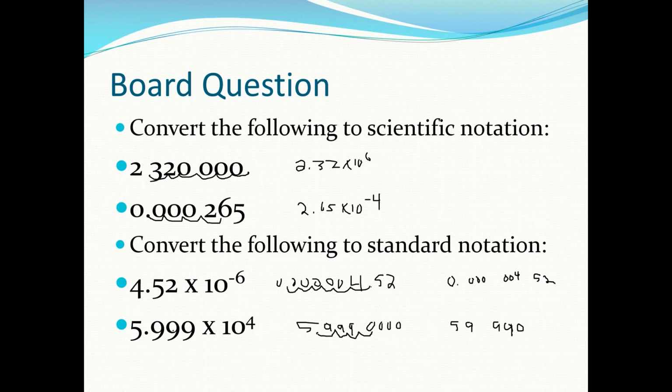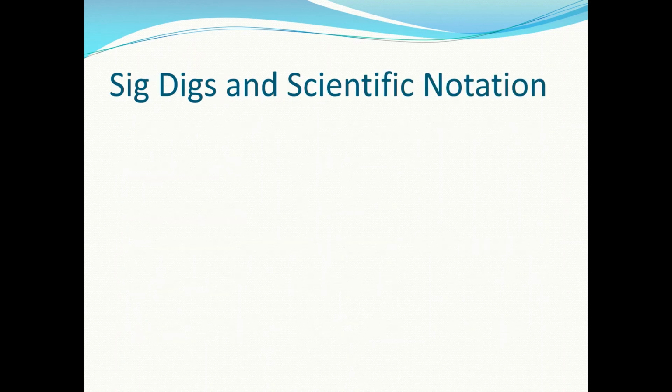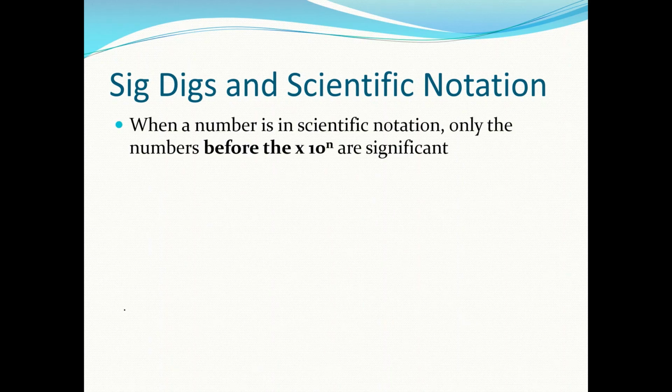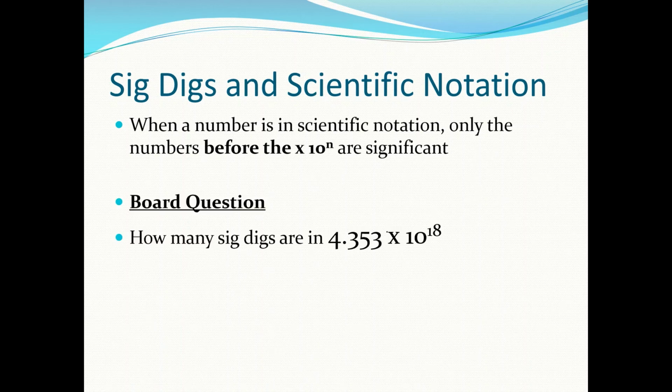Good. Moving on. So Sig Digs in scientific notation. So when a number is in scientific notation, only the numbers before the times 10 to the exponent are significant, right? So how many numbers are significant? Only these ones. So this has 4 Sig Digs.